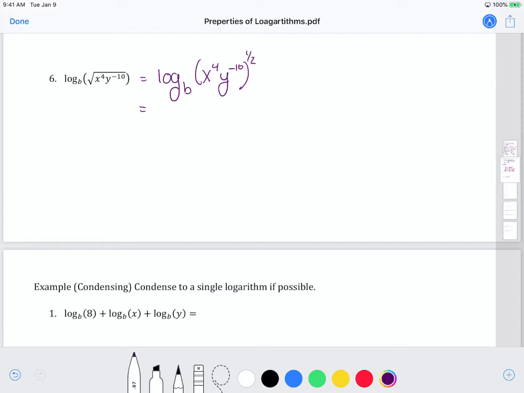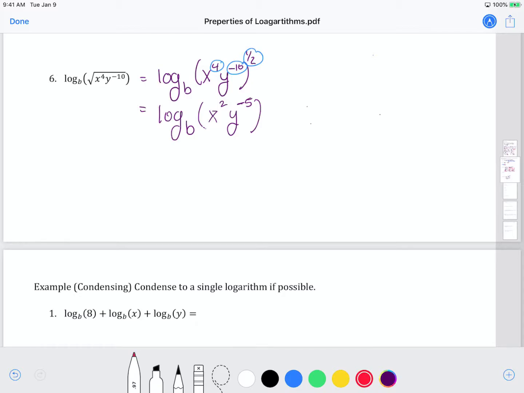Then what you can do is when you raise a power to a power, so when I raise these powers to the power of 1/2, you multiply. So I'm going to rewrite this as log base b. If I take 4 times 1/2, that's going to give me x to the 2nd. And then if I take negative 10 times 1/2, that's going to give me y to the negative 5th. So we can use our rules of exponents to simplify those roots before we even start expanding. And then that will make it easier when we actually go to expand.